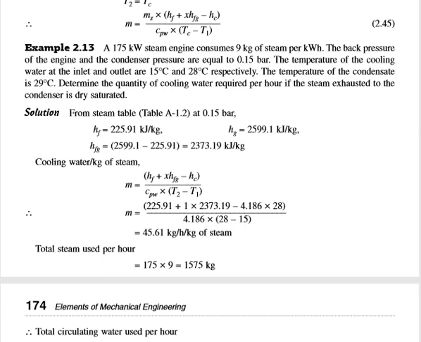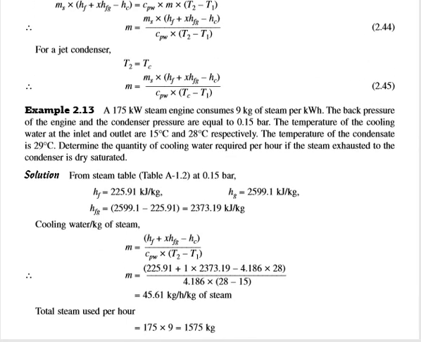From the steam table, table A 1.2, you have to go through the pressure line 0.15 bar. At 0.15 bar, you have to find the values of enthalpy, entropy, sensible heat and latent heat. HF is 225.91 kJ per kg, then HG is 2599.1 kJ per kg, then HFG is 2599.1 minus 225.91, which is 2373.19 kJ per kg.